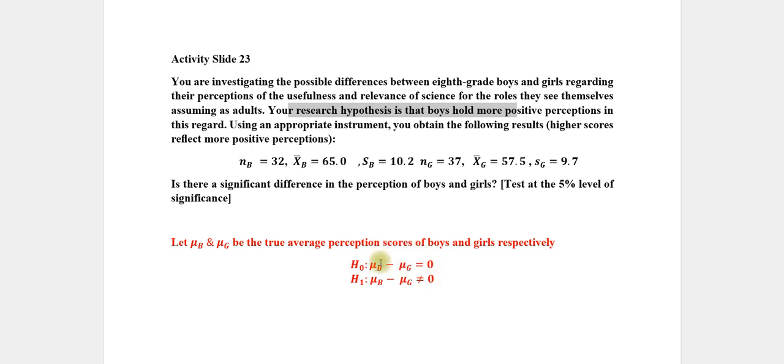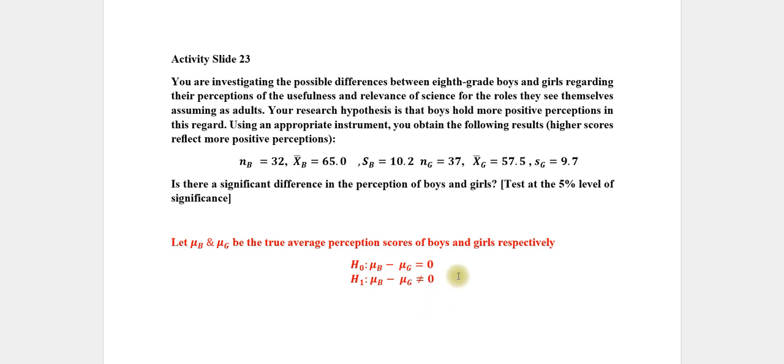Now, for some students who are doing mu g minus mu b, it's all fine. It's going to be the same thing. If you were doing greater than for mu b minus mu g, then if you were to go mu g minus mu b, it would have been less than. This is the only thing that's going to be different. Otherwise, in the end, you get the same interpretation.